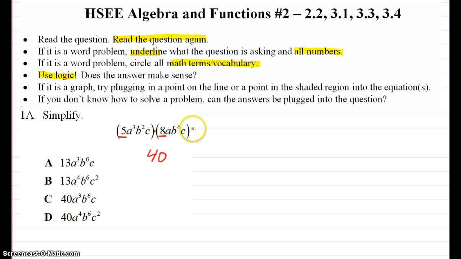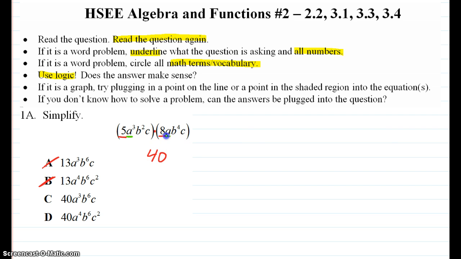One of the important things about taking the high school exit exam is to realize that this little piece of information you just figured out, 5 times 8 is 40, means that A is not an answer, and that B is not an answer. So now you've narrowed your choices down to 50-50. So now let's look at the next part.